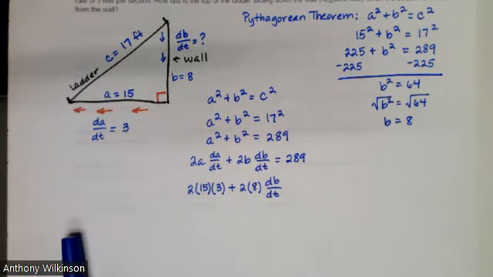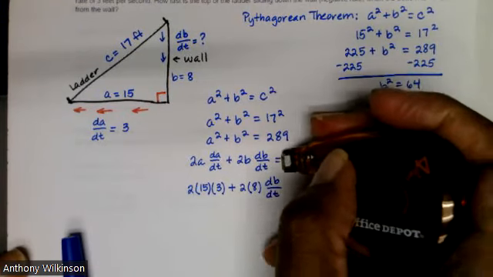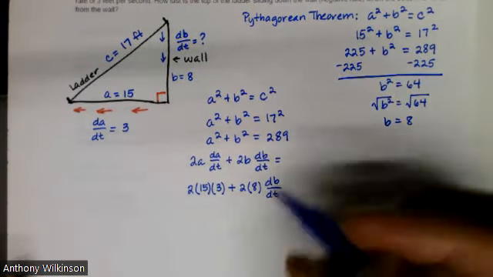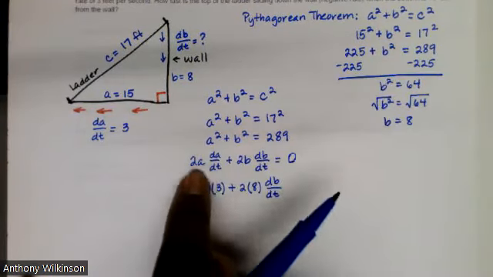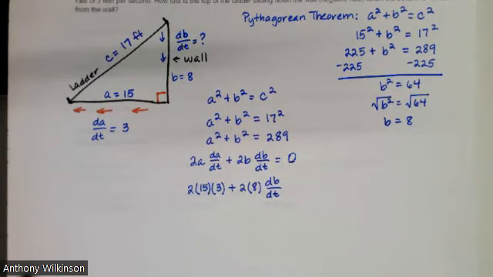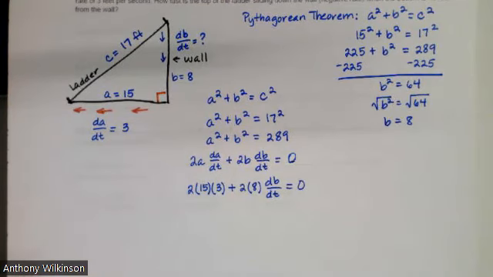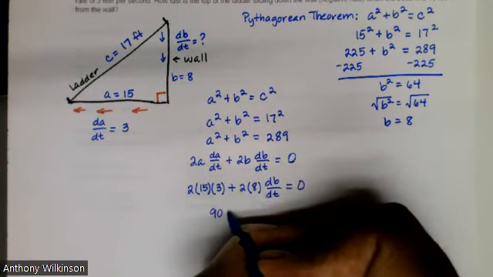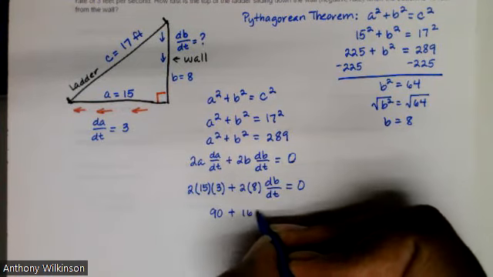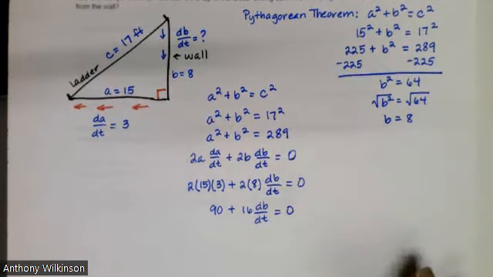And I think I made a mistake here. If you take the derivative of 289, that needs to be 0, because the derivative of a constant is 0. I'm differentiating each side of the equation with respect to time, so that would be equal to 0. Let's simplify this. 2 times 15 is 30, times 3, which is 90. So I have 90 plus 2 times 8, that's 16, times dB/dt is equal to 0.